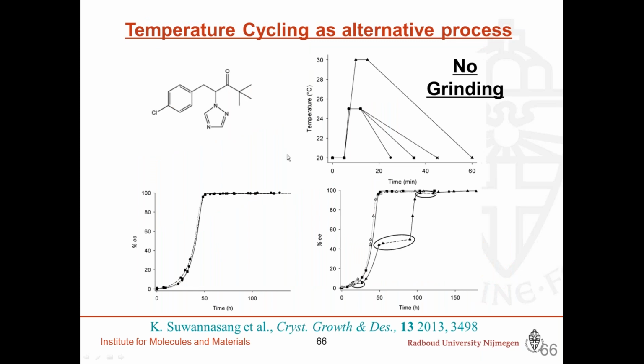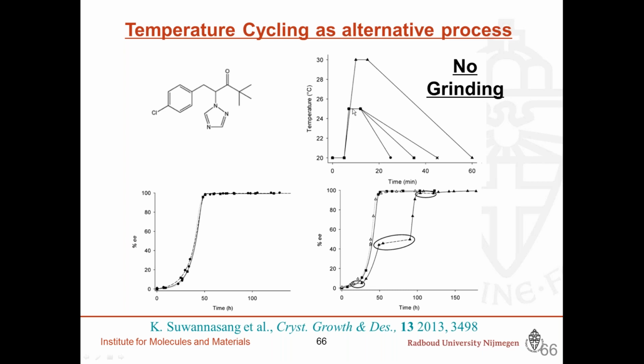So a few slides on temperature cycling, which was discovered some 8 years after Viedma's paper by people in the groups of Coquerel and Flood in France and Thailand respectively. You see what they did. They used no grinding, but they only change the temperature of the slurry in time, increasing it, keeping it constant, and then slowly decreasing it again, and repeating this cycle many times.